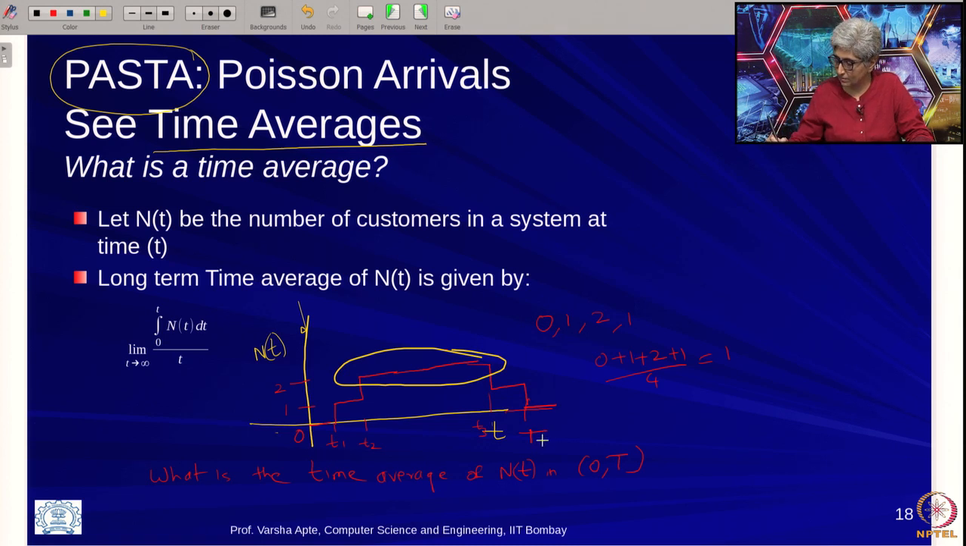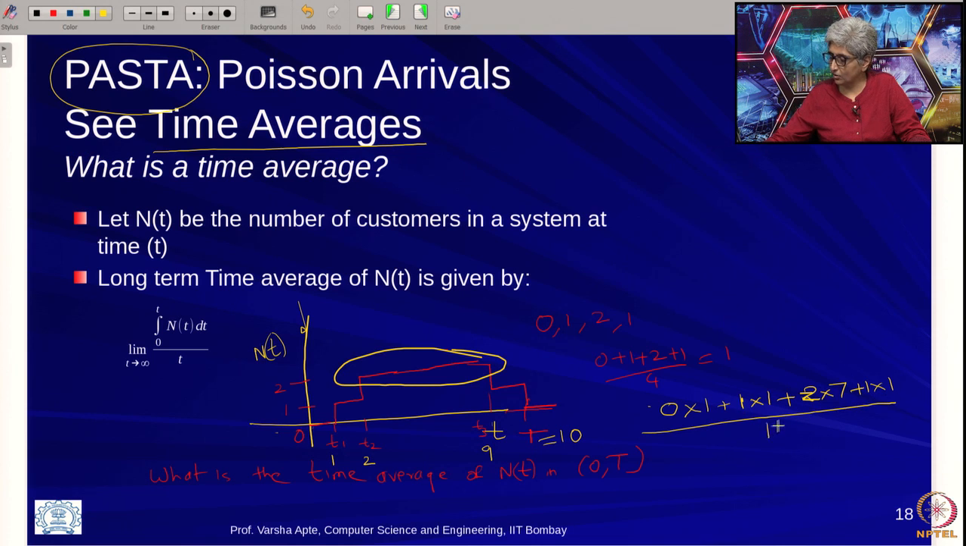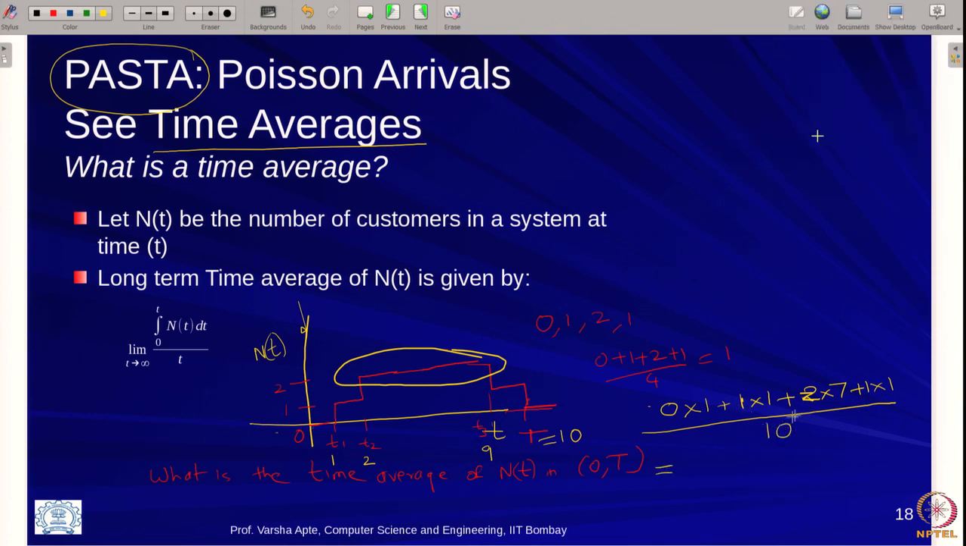Let us give these things numbers so that it becomes more clear. Let us say T was 10, t1 is 1, t2 is 2, and t3 is 9. Now we take these durations into account. The value 0 was held for 1 unit of time, N(t) was 1 for another 1 unit of time, then N(t) was 2 for 9 minus 2, 7 units of time, and N(t) was 1 again for another 1 unit of time, from 9 to 10. All of this we divide by the overall time horizon. We have 1 plus 14 plus 1, which is 16, divided by 10, which is 1.6.